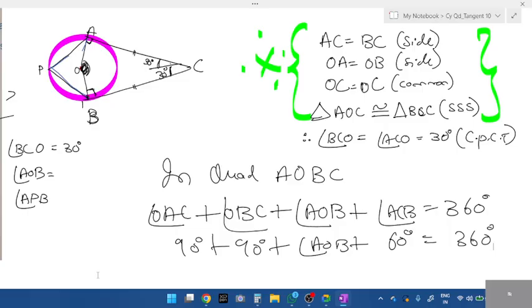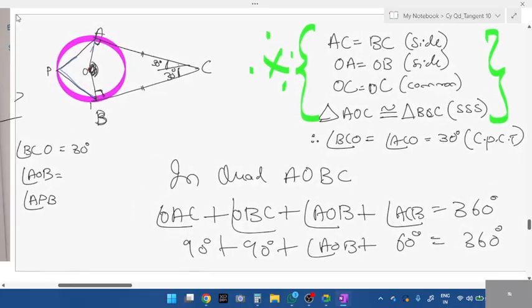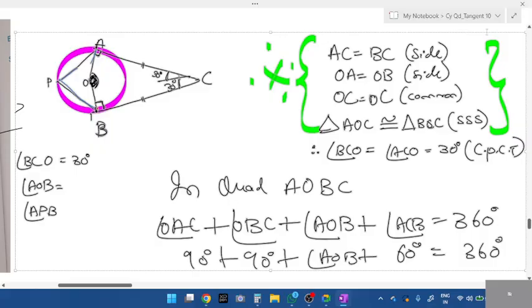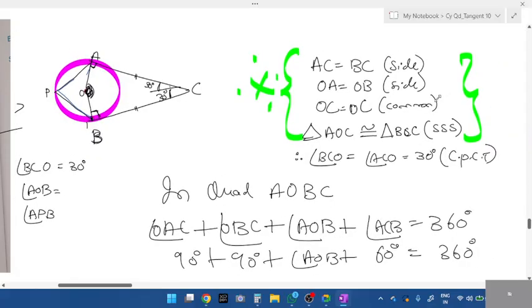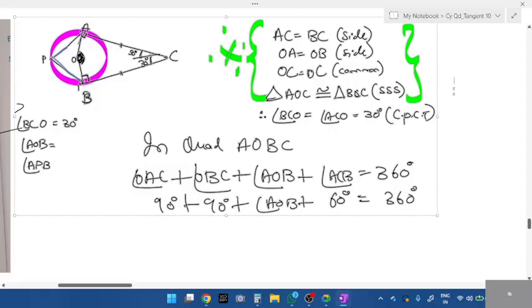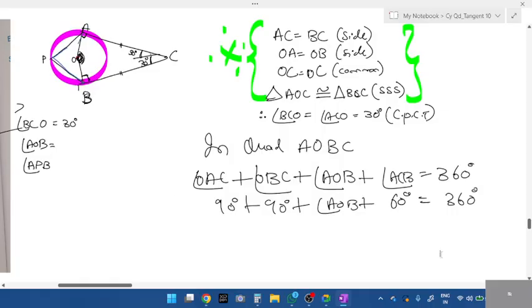Next, APB, students. Try APB. APB is in which part? APB is inside the circle or it's in the quadrilateral? Where is angle APB? Circle. Use circle concept. Just half of the center one. Complete this. I'll tell you all how to write.